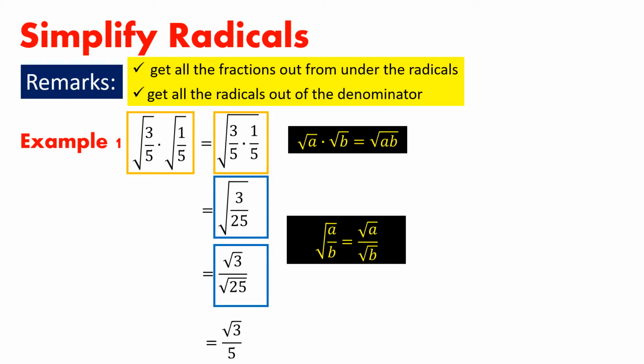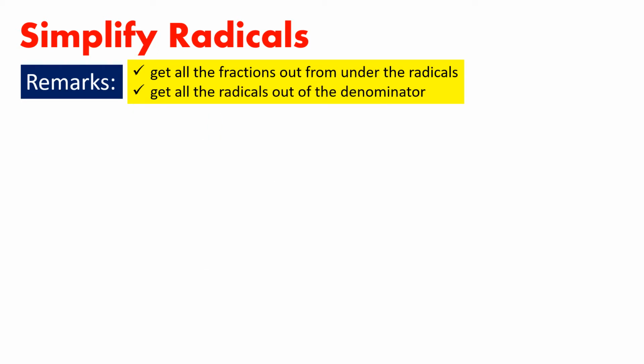As we try to get rid of the radical from the denominator, it happened automatically because 25 is a perfect square. Note, however, that getting a radical out of the denominator does not always work out conveniently. Let us take a look at example 2.